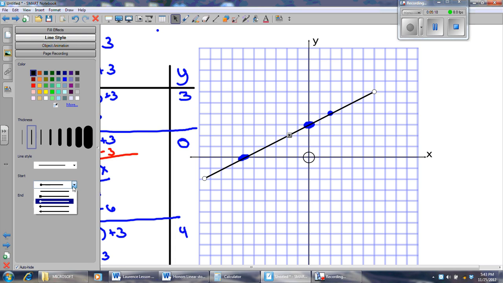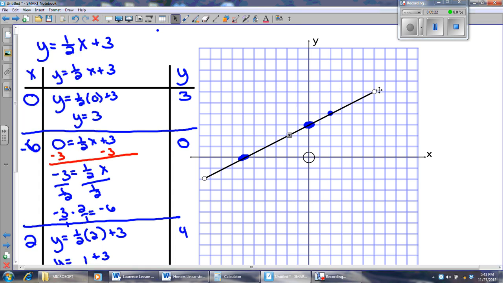And I've got to put arrowheads on both ends. All right, that looks pretty decent. Not perfect, but it's hard to do it perfect in a moving car. Anyway, okay, one more example for you.